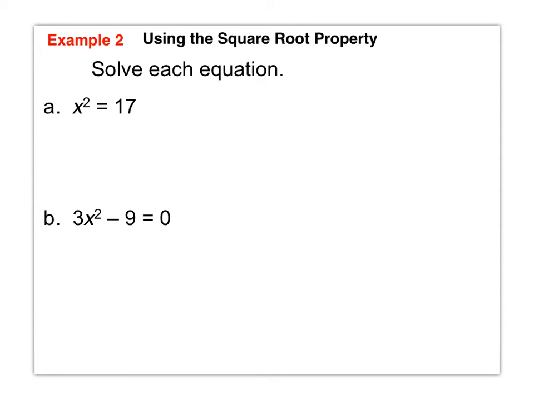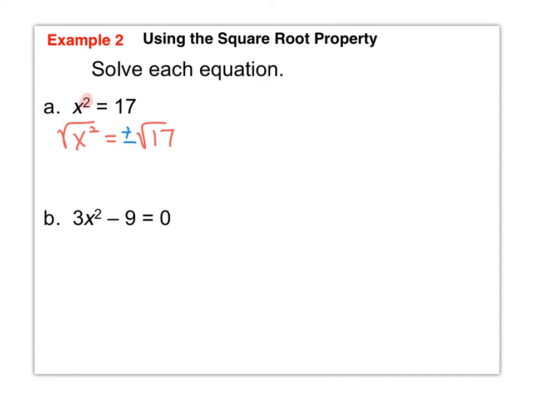Example 2, using the square root property, solve each equation. So we have for example A, x squared equals 17. We can use the square root property to get x by itself. The inverse of that square power is the square root. So the way to get rid of that square power is by taking the square root of both sides. Now if we take the square root of the left side, we also need to take the square root of the right side. But again, the square root property will let us know that we need to consider both the positive and the negative solutions here.